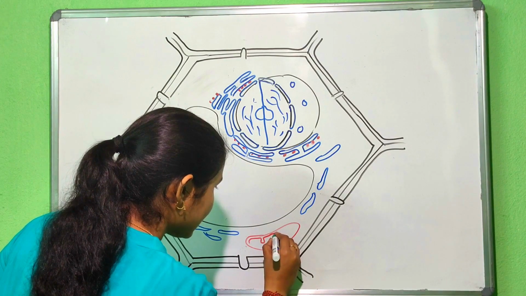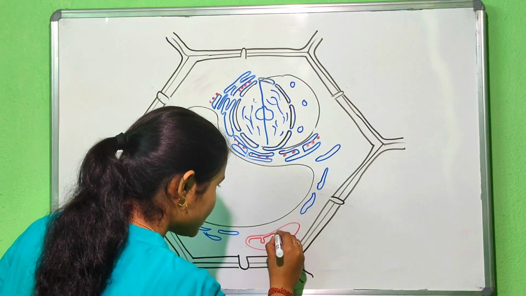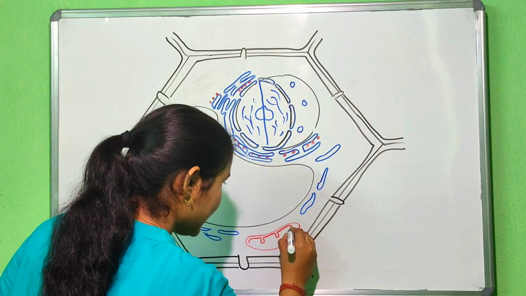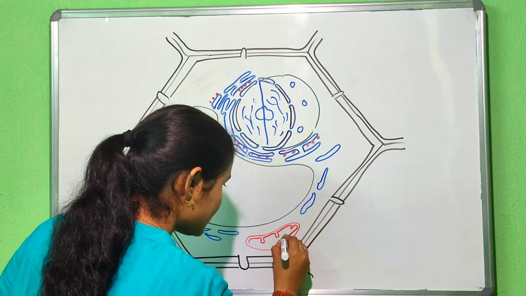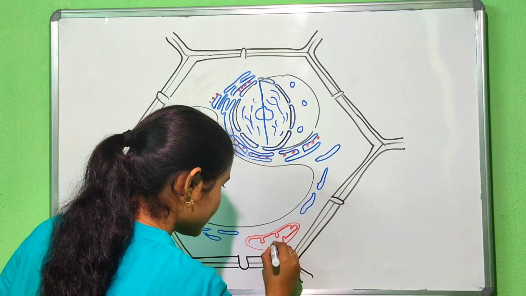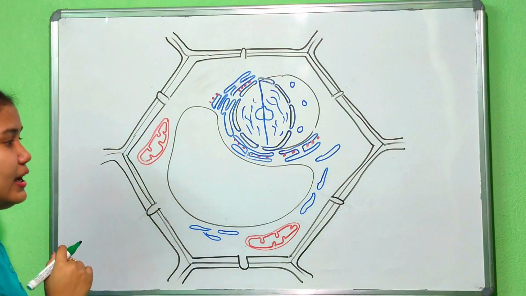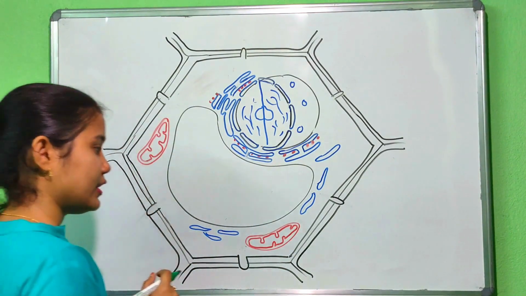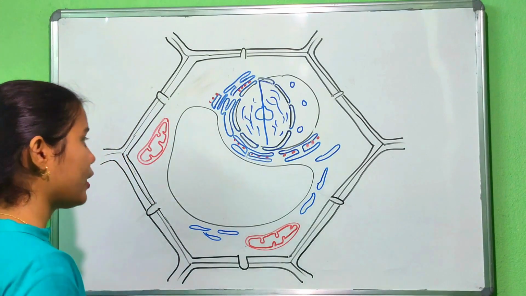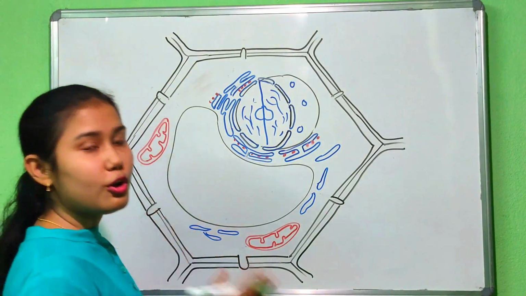We will draw a horizontal line, then make it inward, pinch it inward, then a horizontal line, then inwards, then again a horizontal line, then inwards. Like this, we will draw the mitochondria.